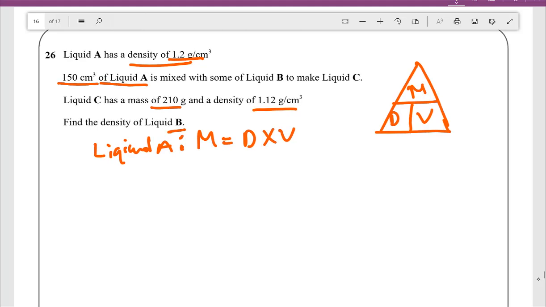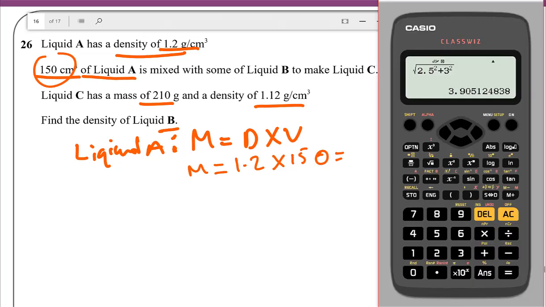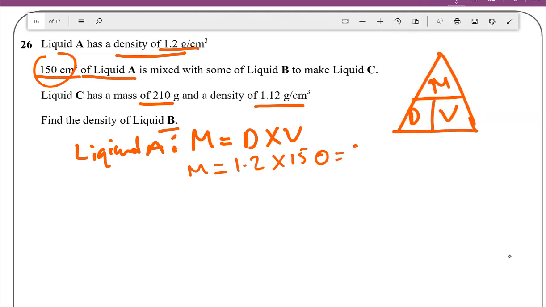And then mass equals, we have density 1.2 grams per centimeter cubed, and then volume is 150, and that will give us an answer of 1.2 times 150, and that gives an answer of 180. So 180, and the unit is grams because the density is in grams per centimeter cubed, 180 grams.